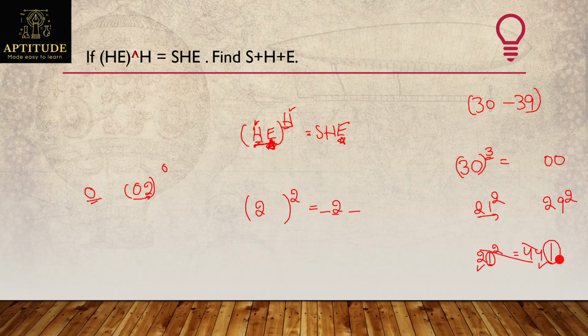Which means it should not happen. It is not 21. Then what should the value be? I cannot take 22 square also. Why? Because if I take 22 square, it always ends with a 4. So 22 square is nothing but 484. It ends with a 4, so the E value is not matching.